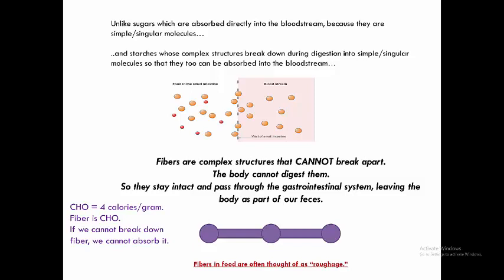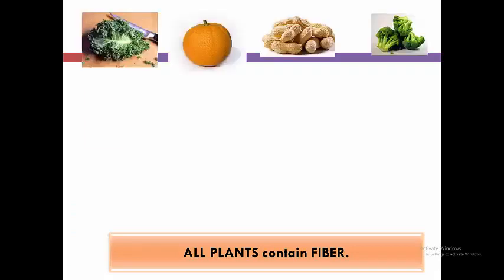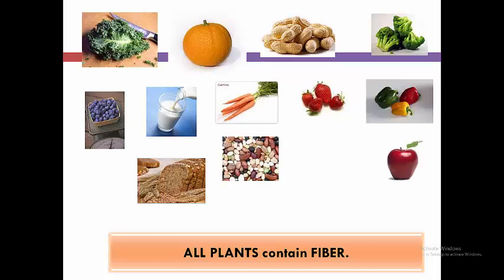Think about what you know. You know that the macronutrients, carbohydrate, protein, and fat contain calories. You know that carbohydrate contains 4 calories per gram, and you know that fiber is a form of carbohydrate. That means fiber contains 4 calories per gram. But if we can't break it down, then we can't absorb it, which means we don't absorb the calories. That means that when you eat foods that are high in fiber, you can eat more food and get fewer calories. Fiber's like magic. Again, all plants contain fiber.